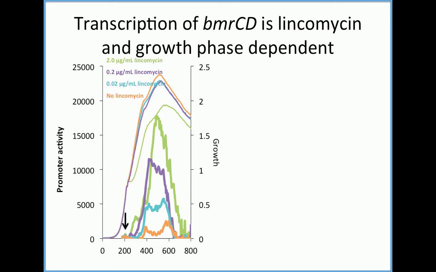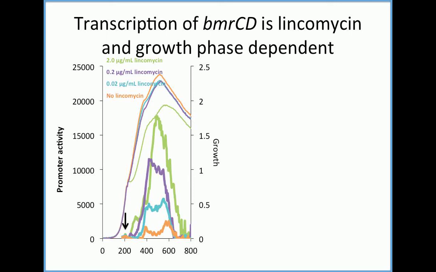The antibiotics that we found that this promoter was responsive to were those that targeted the ribosome, lincomycin being the one that activated it the most highly. So what you see here is we added the lincomycin at approximately 200 minutes, or equivalent to an OD of 0.5. And with the higher amounts of lincomycin, you end up with increased amounts of expression.